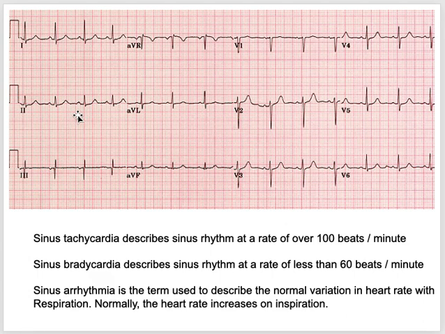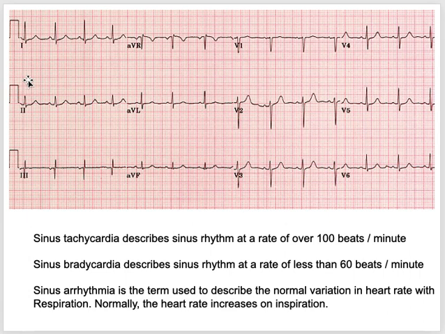Now a good rule of thumb, a very best way to check the axis, is simply to look at lead 1 and 2. Remember guys, if in lead 1 and 2 both of them the QRS complex is upgoing, it means the person has a normal axis. No matter whether lead 3 is upgoing or downgoing, if in lead 1 and 2 it is upgoing, it means the person has a normal axis.